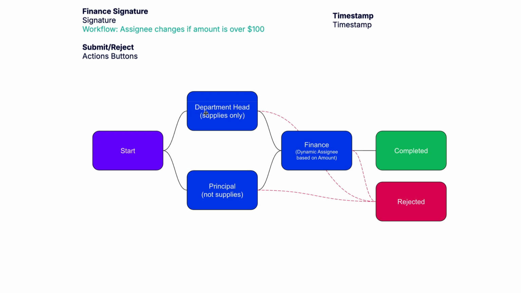One branch will go to the department head, but only if the category on the request is supplies. Otherwise, it will go to the principal. And then in both cases, it will advance to a finance step. And if everything goes okay, it'll go to completed. But any of these three blue steps should have the ability to send it to this rejected status.